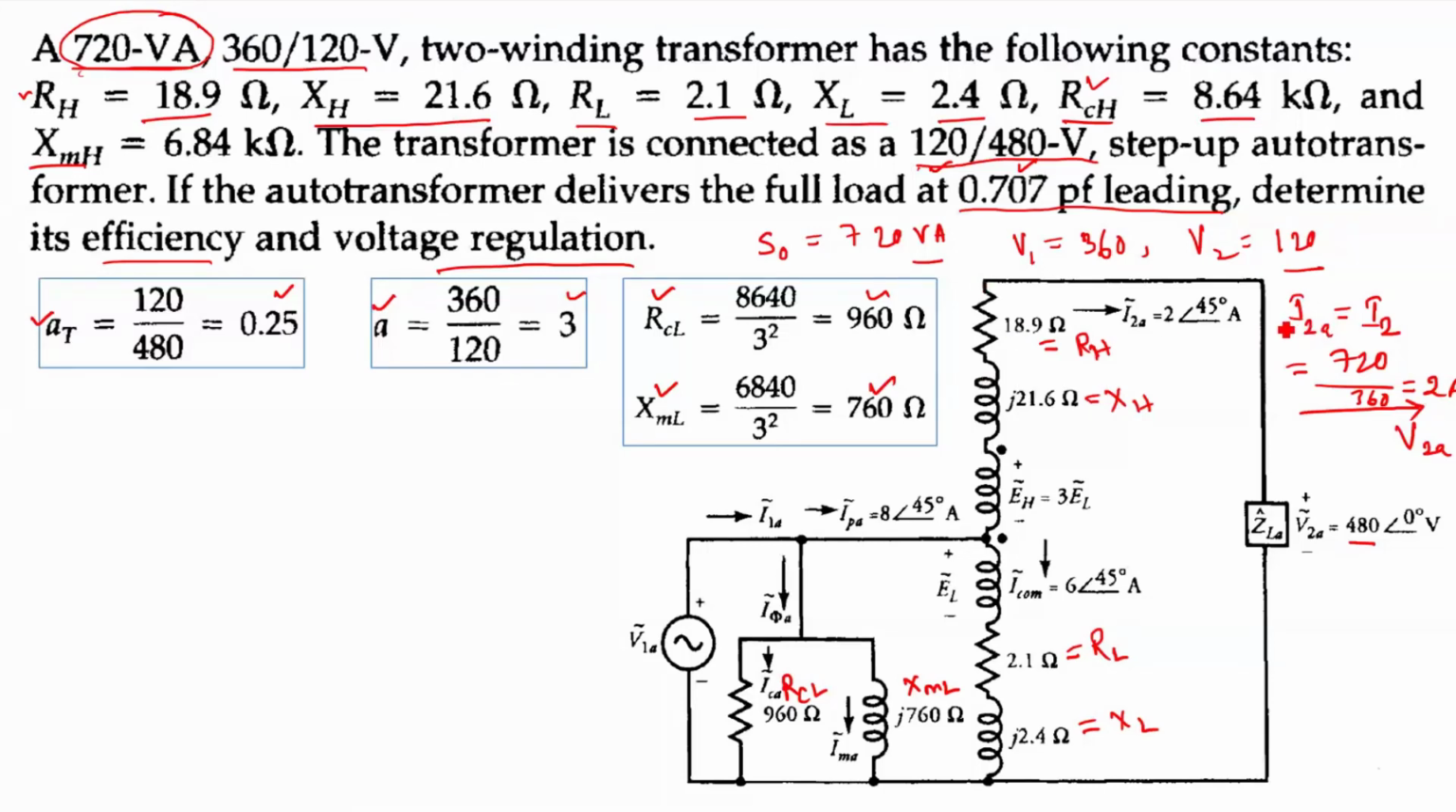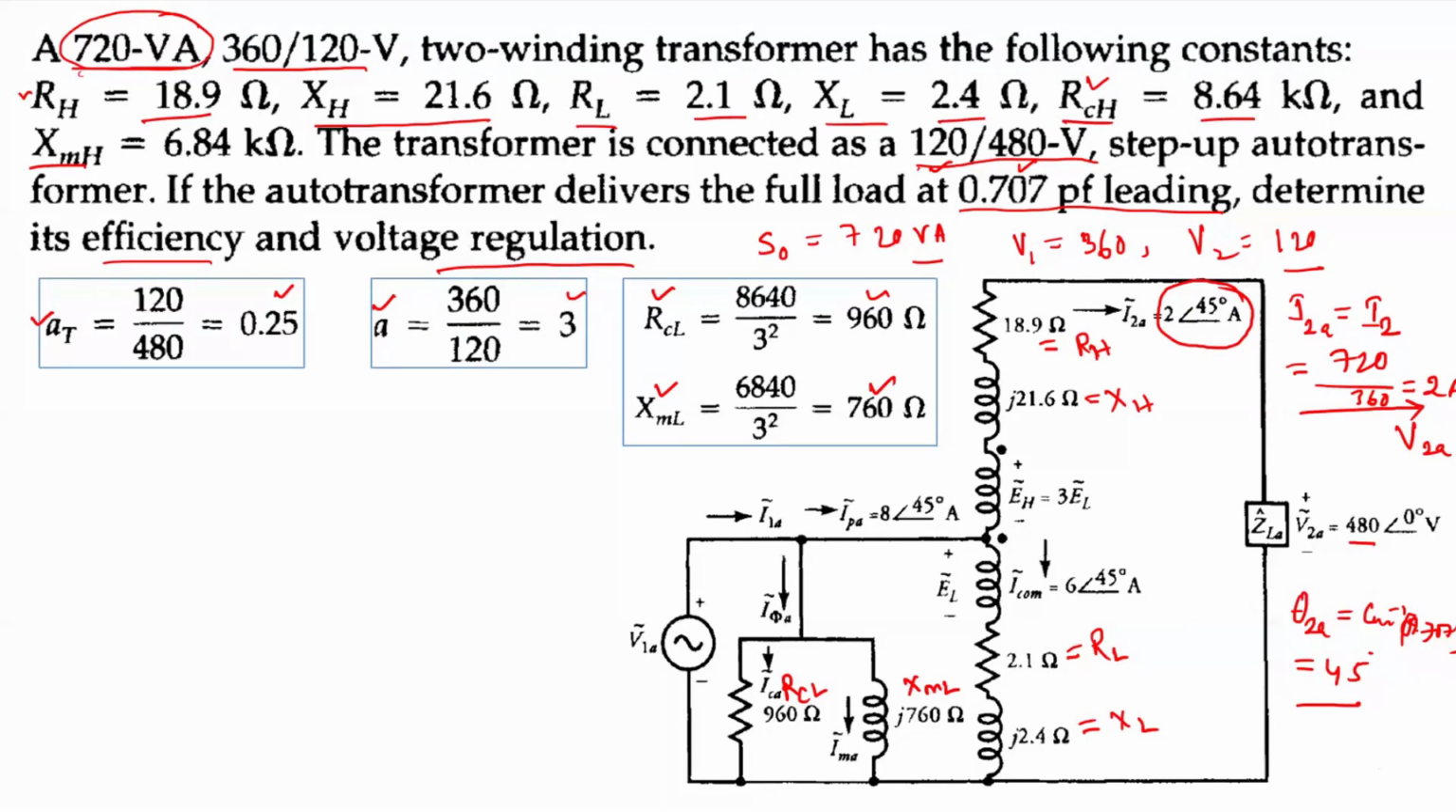Now what will be the angle of I2? Because the load power factor is given as 0.707, your angle will become cos inverse of 0.707. So that will give me 45 degrees. It is mentioned that it is a leading power factor. Therefore the current in the output circuit, that is I2A, will lead the voltage V2A. That means your angle will be positive. Therefore I2A is now 2 angle 45 degrees. Now we found I2A, right?